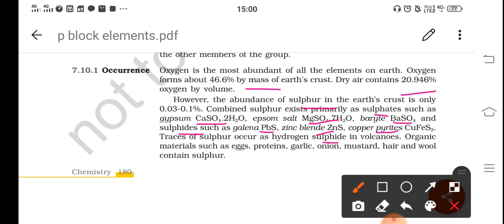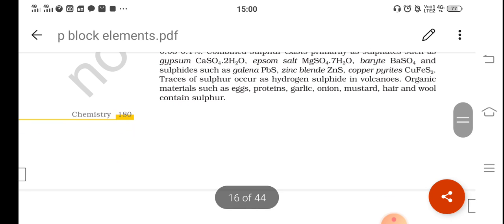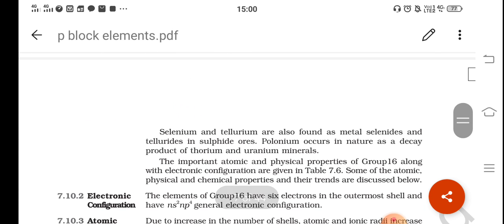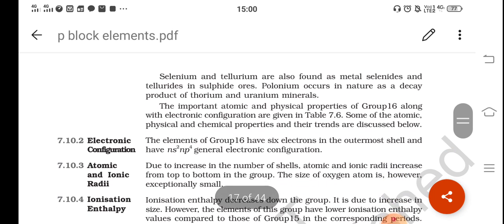Then egg shells, proteins, garlic, onion, mustard, and hair also contain sulfur. So here comes an important thing: while cutting onion we get tears. Why do we get tears? Because of the presence of sulfur.